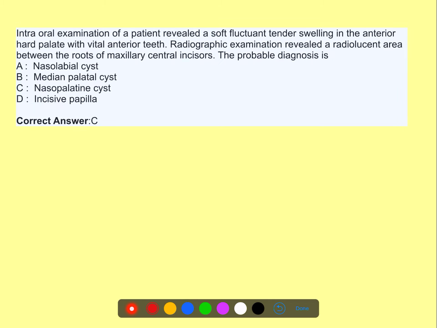On intraoral examination, the patient reveals a soft fluctuant tender swelling of the anterior hard palate, vital anterior teeth, and a radiolucent area between the roots of maxillary central incisors. And this is a scenario, but you have to correlate with clinical features, and when you correlate with radiographic features, a cyst is present between the central incisors. The cyst which is present between the central incisors with vital anterior teeth, you have to go for a nasopalatine cyst.